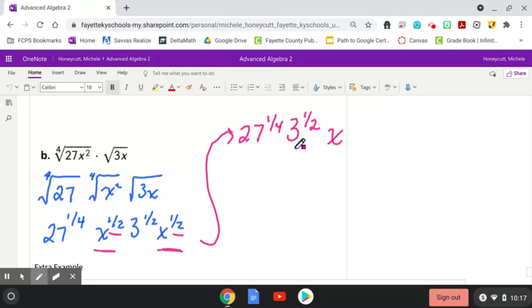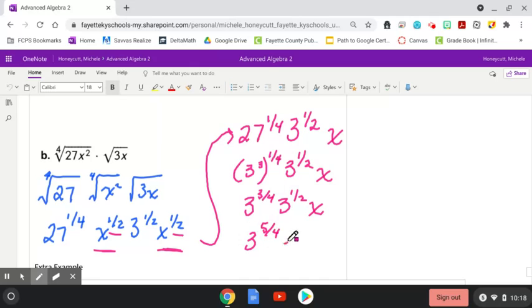Now I can't combine 27 and 3 to the 1/2 because they don't have the same base. But I do know that 27 is the same as 3 cubed to the 1/4 times 3 to the 1/2 times x, and then I can multiply those exponents because it's a power of a power. So 3 to the 3/4 times 3 to the 1/2 times x. Now I can combine because they have the same base. So what is 3/4 plus 1/2? It is 5/4. So 3 to the 5/4 times x. And there we go.